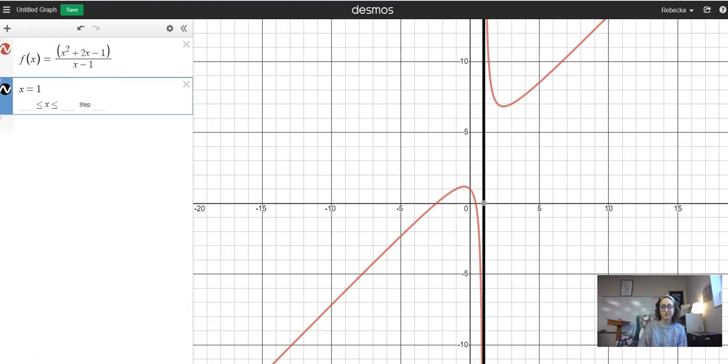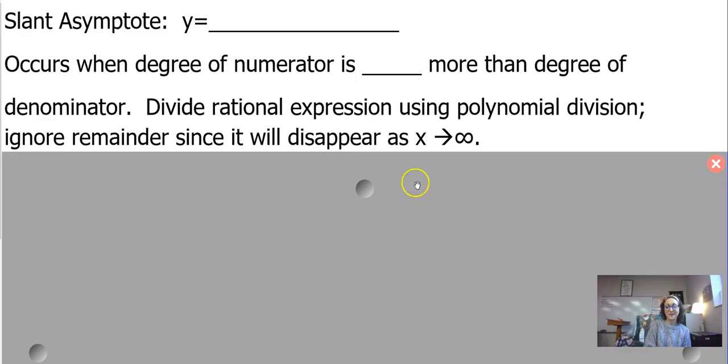So let's fill in our notes for that slant asymptote. A slant asymptote is y equals, and I'm just going to put mx plus b. Okay, it's a line with slope other than 0 or undefined, right? And this occurs when the degree of the numerator is, how much more did we say? 1 more than the degree of the denominator. And here's how we're going to find it. We're going to divide the rational expression using polynomial division or synthetic division if we can. And then we're going to end up ignoring the remainder. I'll show you why, but it's going to disappear as x approaches infinity.